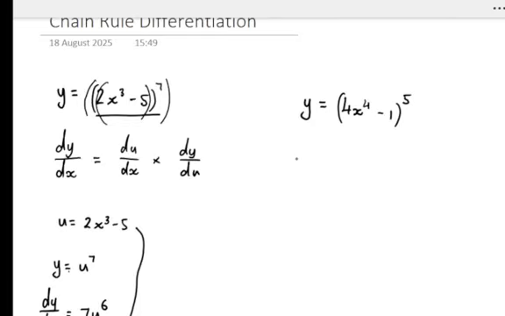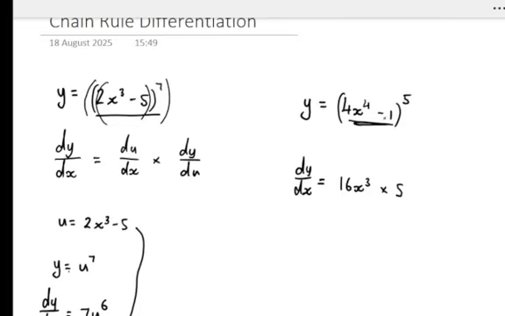So the way we're going to solve this is we're going to say dy dx is equal to the derivative of the inside function, which we can calculate in our heads. We're going to bring down the 4 and reduce the power by 1, and the 1 drops off. So it's 16x cubed. And then it's multiplied by the derivative of the entire function.